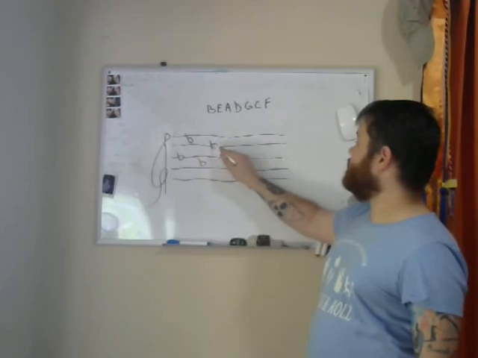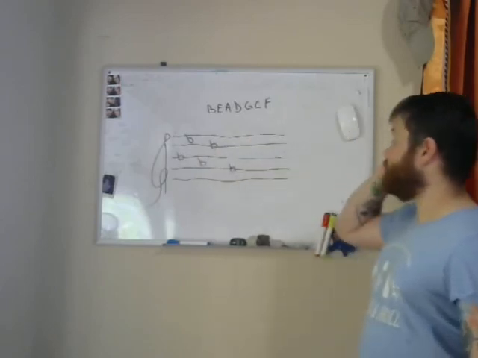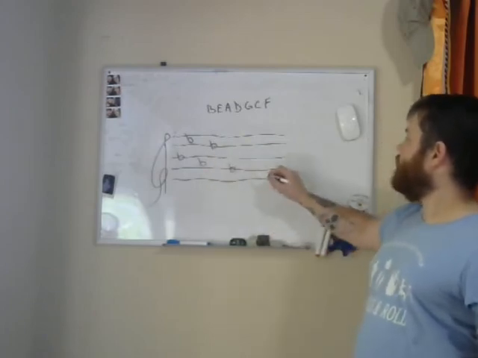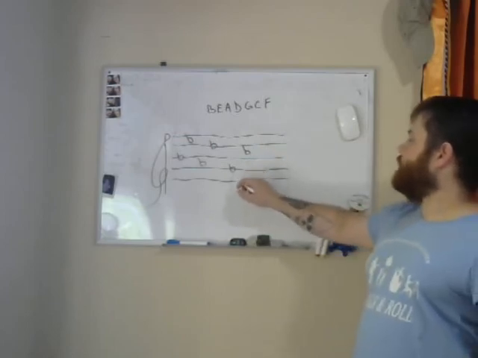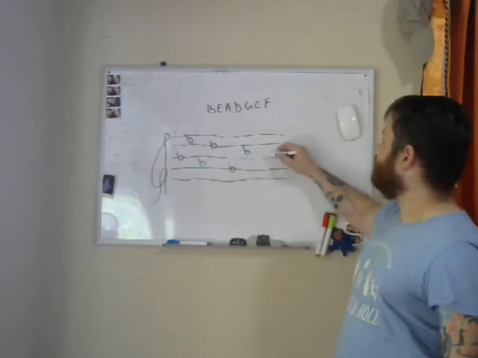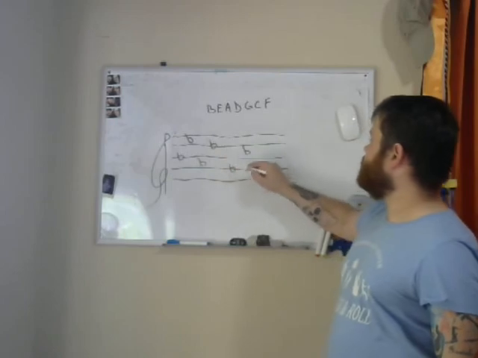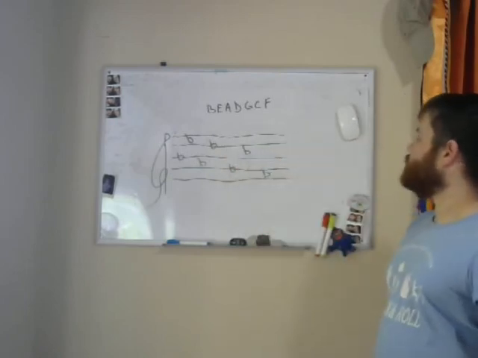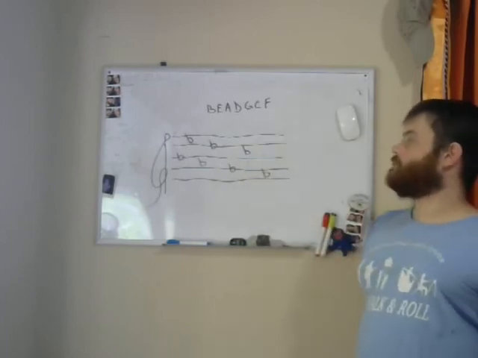B, E, A, D, and then G flat. Second to last flat is a D flat. And then a C flat. Second to last flat is a G flat, so that's the key. And then B, E, A, D, G, C, and F flat, which has the second to last flat of C flat, so that's the key.